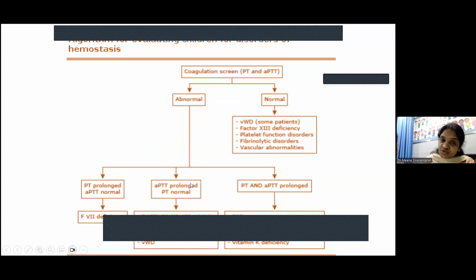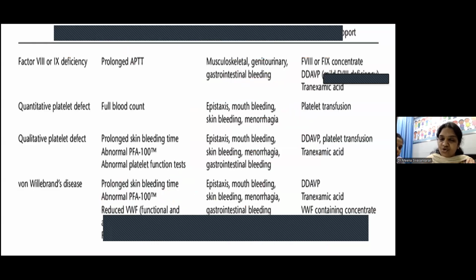If there is an isolated prolongation of the APTT, it's an intrinsic pathway clotting protein defect, commonly factor 8 and 9. If both are prolonged, it is commonly due to DIC or sepsis, or a common pathway factor 10 and 5 defect. So based on this, we'll classify what is the baby's underlying bleeding problem. Now I'm going to discuss only the inherited bleeding disorders, not the sepsis or DIC component. If they have underlying factor 8 and 9 deficiency, they have isolated prolongation of the APTT and are more prone to muscle bleeds and then joint bleeds.